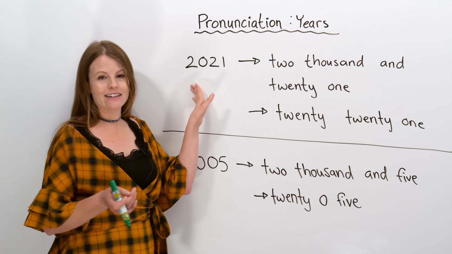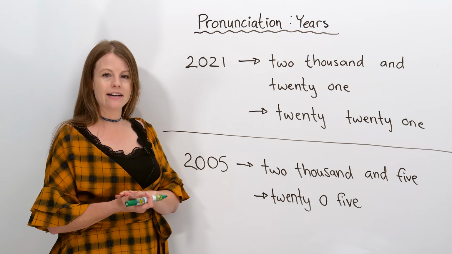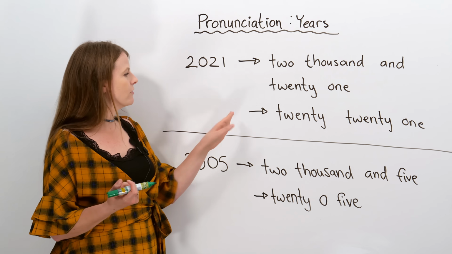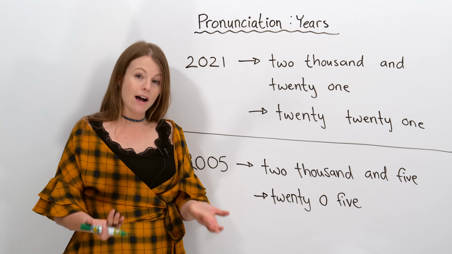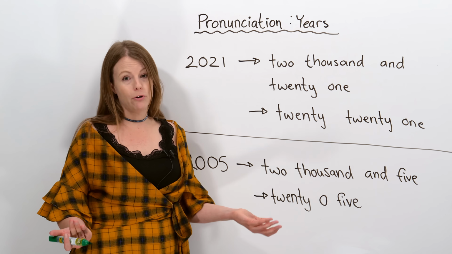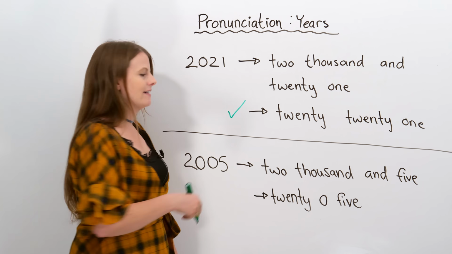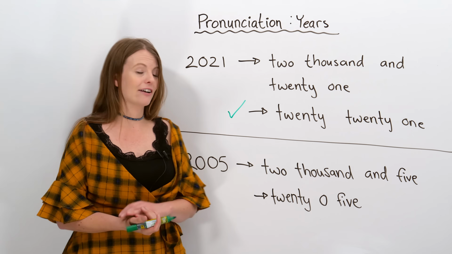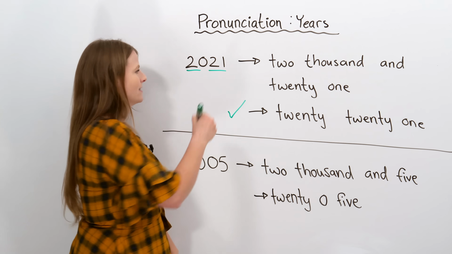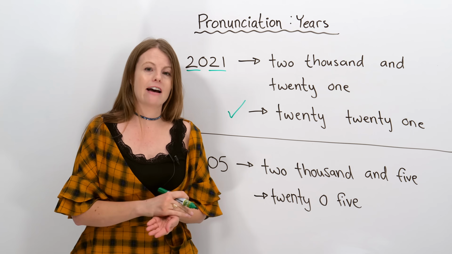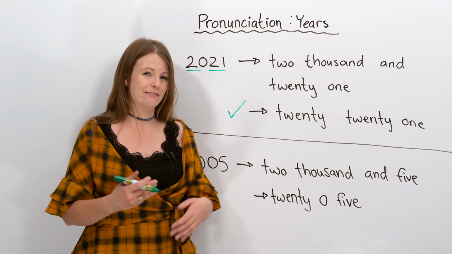I have here the year. Is it twenty twenty-one or is it two thousand twenty-one? How do we pronounce this? Well, you can actually pronounce this both ways, but most people pronounce it this way. Most of the time we actually say twenty twenty-one. So we break this up, and I'm going to explain other years that follow this in a moment, but I just want to show you some differences.